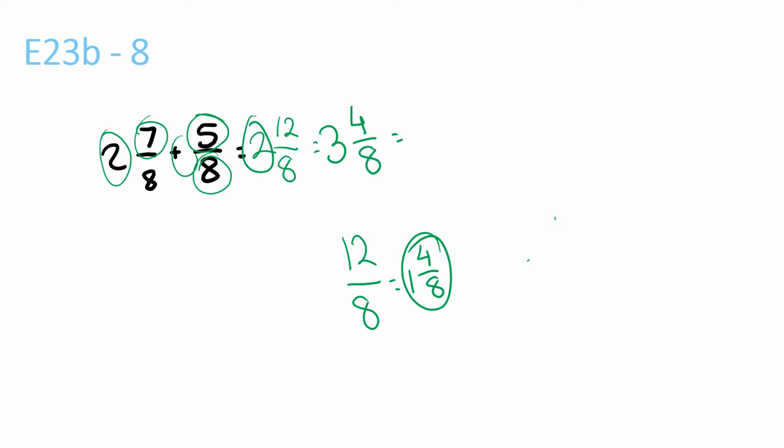4 and 8 both go into 2, they both go into 1, and they both go into 4. But the highest number that they both go into is 4. So divide them both by 4. 3 and 1 over 2 is your answer.